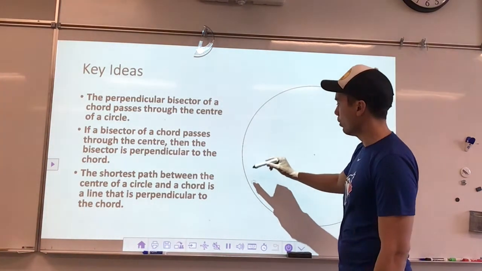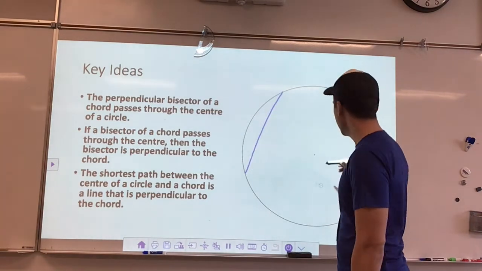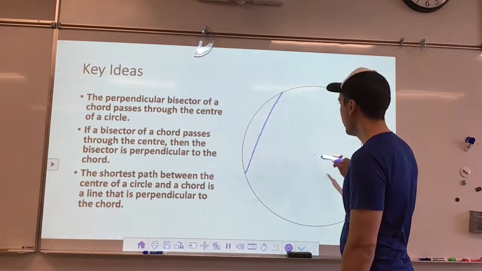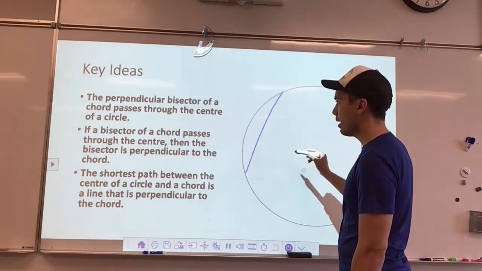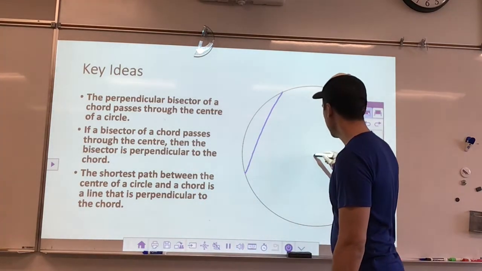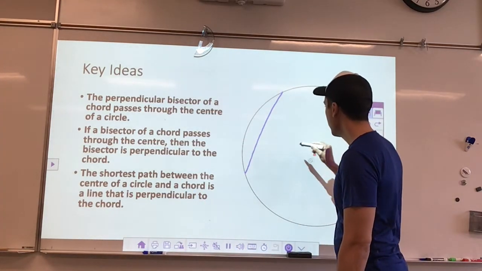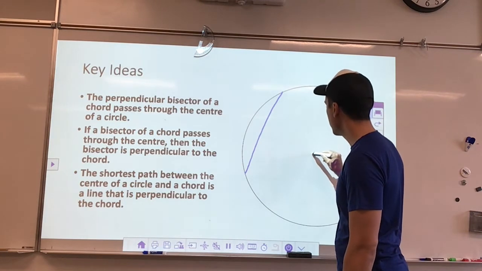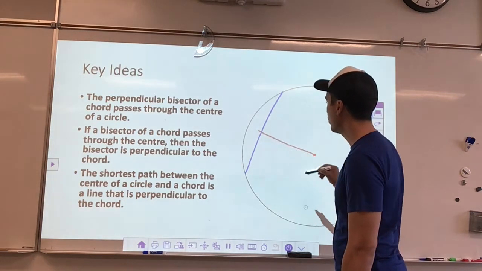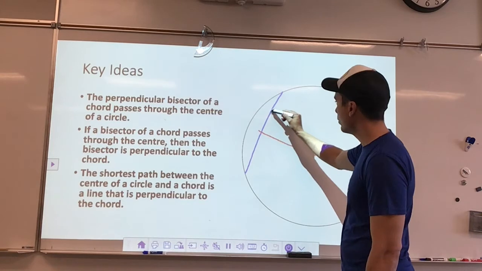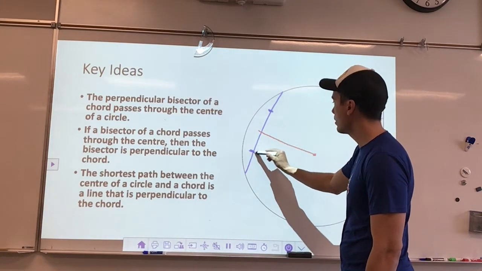Okay, so I have a chord, I know that. And I know this chord is being cut in two, and so there's a line cutting this chord into two equal pieces, and that line also goes through the center of the circle. Since it's in two equal pieces, I'm going to draw those two little lines.